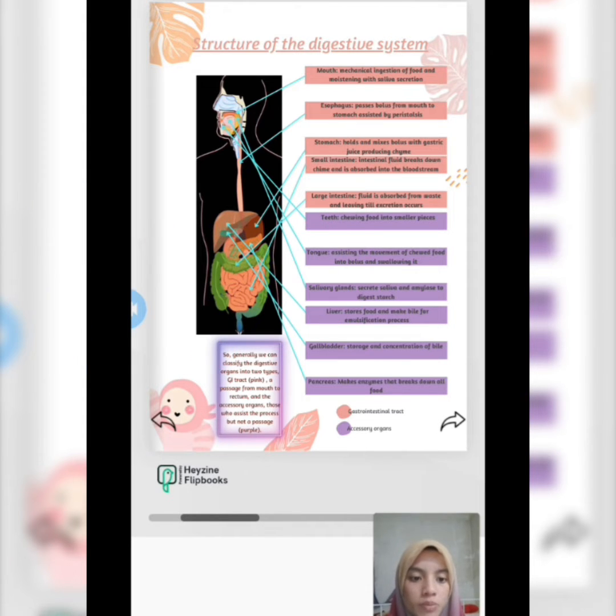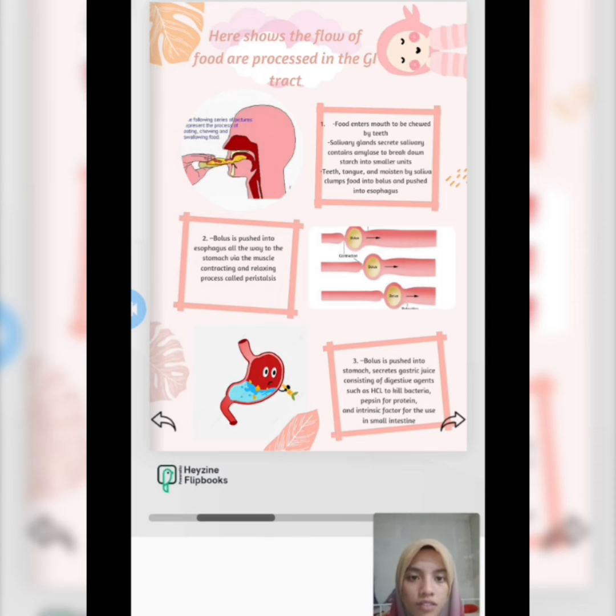So moving to the next page, we will discuss how the food flows and is processed in the GI tract. The first step, we can see that the person is eating the pizza, and it will move into the mouth where it is chewed by the teeth, as well as the salivary glands will secrete saliva to moisten up the food. The tongue is the muscle in the mouth that will assist the shape of food, making it into a bolus shape, so making it easy to squeeze along the digestive tract.